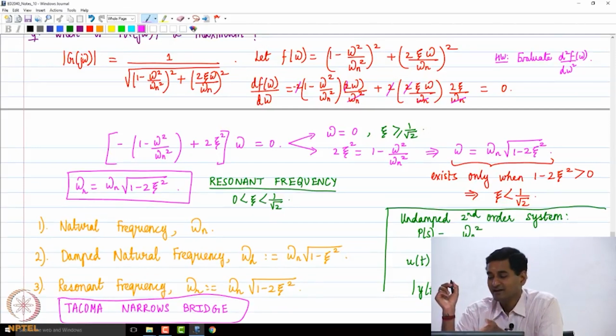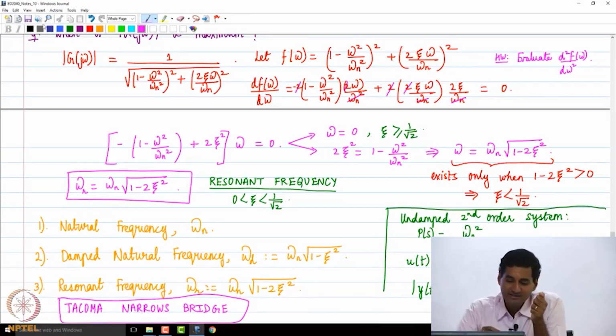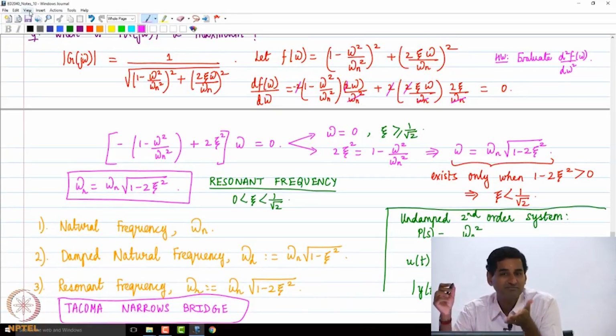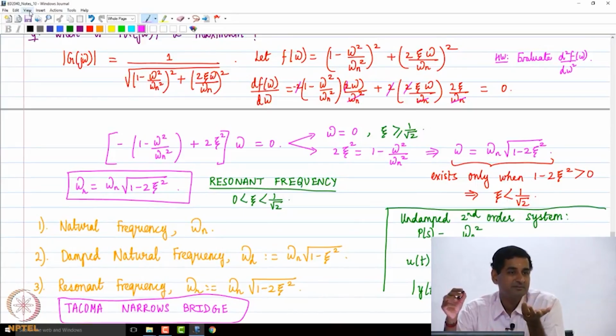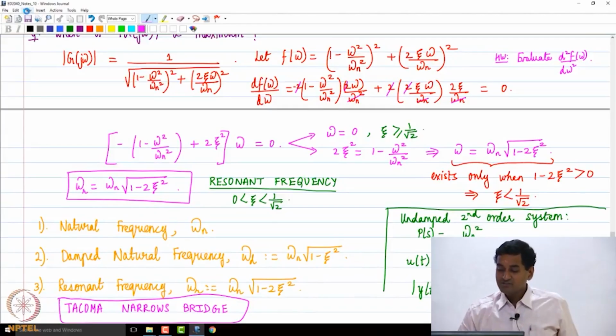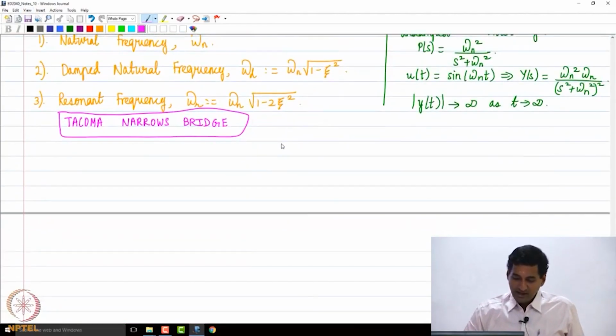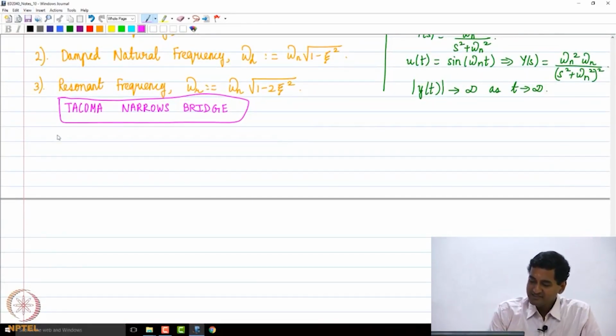Obviously, you will see that at this resonant frequency, the second derivative is positive. So as a result, the magnitude of g of j omega will be a maximum, because the magnitude of g of j omega is 1 by f of omega. So when f of omega is a minimum, the magnitude of g of j omega will be a maximum. Please do that, and we can easily show that. This is also something I am going to leave as homework.